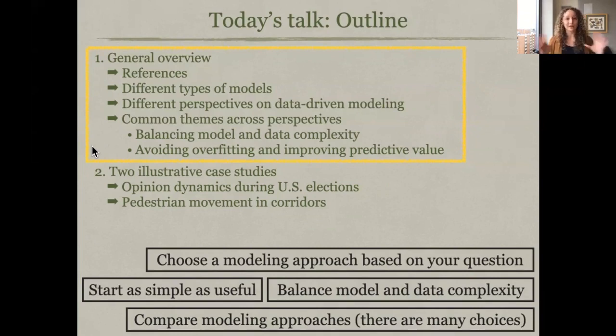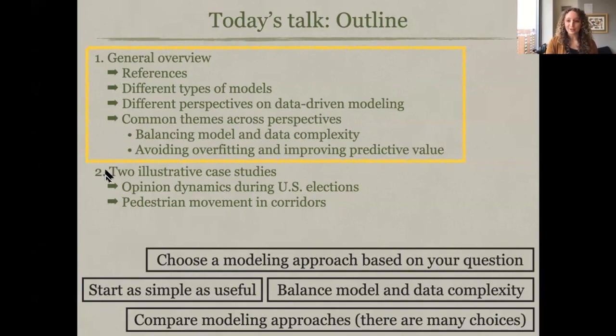And I think that across all of the examples that I'll show, the thing that is in common across them all is matching the complexity of your model to the complexity of the data in a reasonable way. So you're building models that are not overfit and that have the ability to predict interesting dynamics. So that will be the first part of my talk. It'll be broad themes across everything.